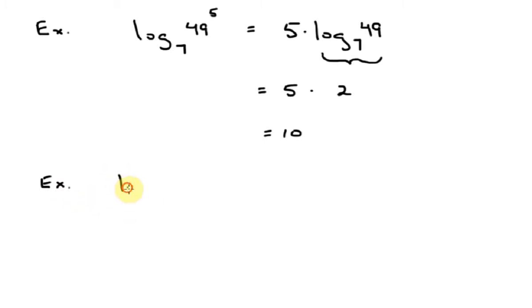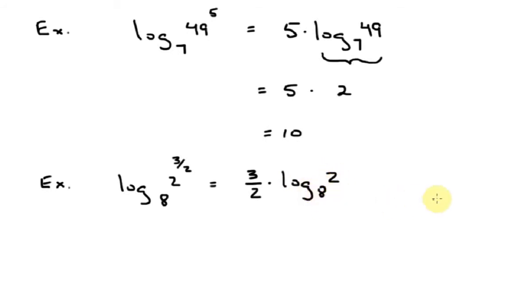Okay, log base 8 of 2 to the 3/2. Now this one has some fractions in there, and sometimes they can cause a little bit of trouble. First things first, let's take this exponent and bring it out in front. Now there's no reason to leave it as an exponent. So it's 3/2 times log of 2 base 8.